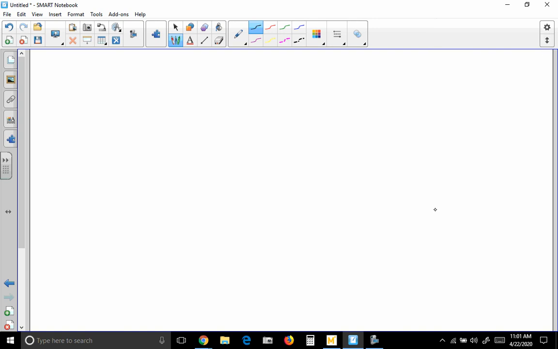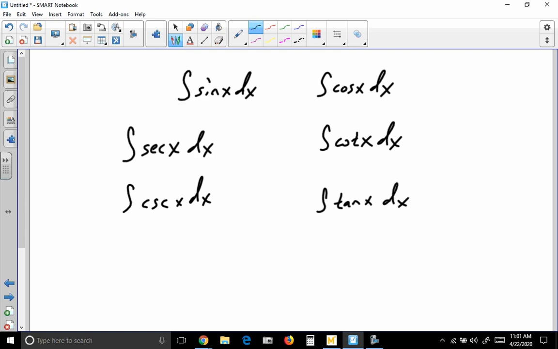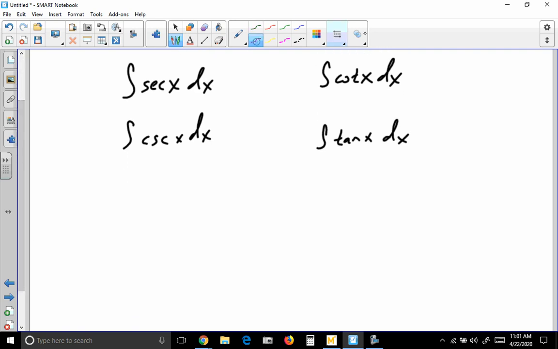In this section, if you watch the videos that went with WebAssign, you may have picked up on that there were 4 new antiderivatives in this section. In the past, we've known how to integrate sine, and we've known how to integrate cosine. What we've not been able to do is secant, cosecant, cotangent, and tangent. So I'm going to illustrate one of these, and then we'll just provide the integrals for the other ones.